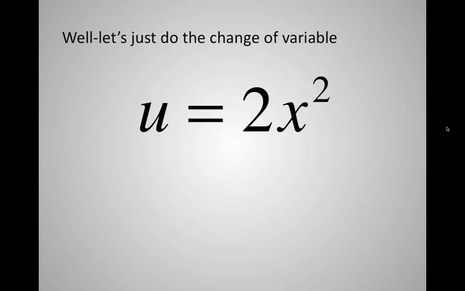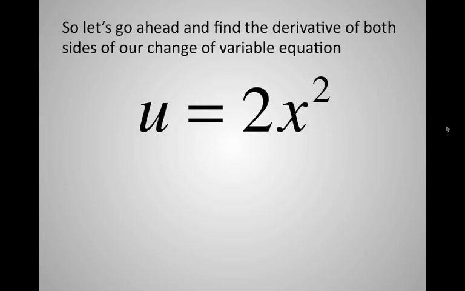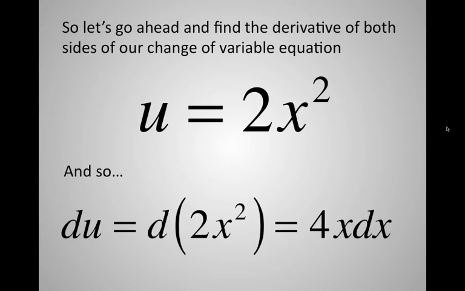Okay, so let's do the change of variable. Take u equals 2x squared. But we've got to worry about the differential too, which is dx in the integrand. If we're going to change variables, we need to change that also. So let's go ahead and find the derivative of both sides of our change of variable equation. We start with u equals 2x squared, and all we're going to do is take the derivative of both sides, and technically it's a differential. So we've got du is d of 2x squared is 4x times dx. All we did was take the derivative of x squared, which is 2x, the constant doesn't matter so we pull it out, and since it's a differential, we tack on the dx at the end.